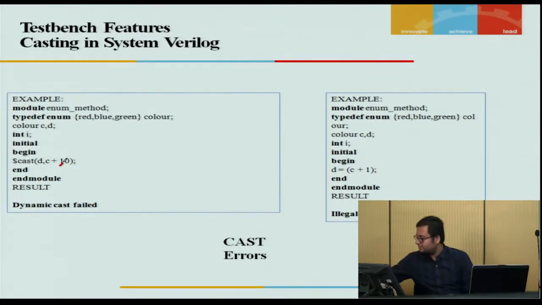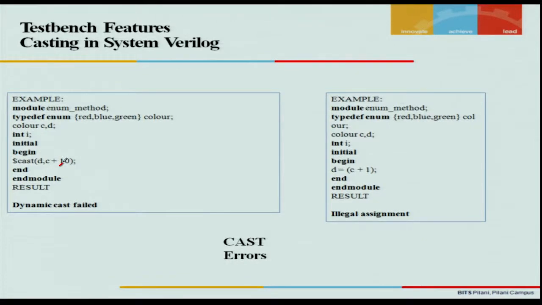In this case as well, with the enum, again you have red, blue, green, and since you are doing c plus 1, this is an illegal assignment, because you are not doing a dynamic cast here. So d is also a color and c is also a color, but you are doing an integer operation here. So this will be taken care of separately, and it is not automatically type converted to an enum. Hence it says an illegal assignment.